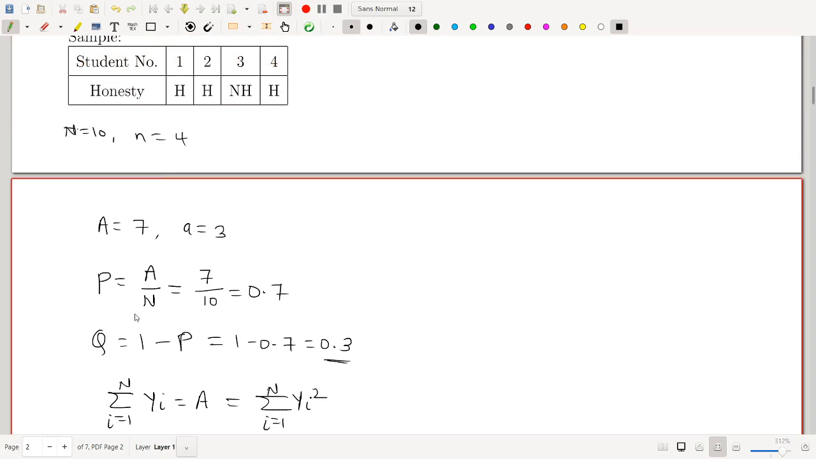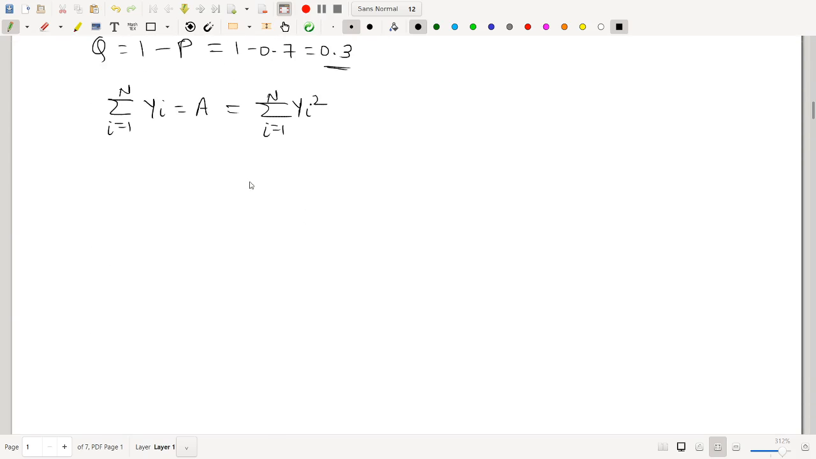Now small yi is for the sample. If the ith sample unit has the required attribute, this will be 1, this will be 1, this is not a required attribute, so 0, and 1. If we add 1 plus 1 plus 0 plus 1, this will be 3, so this is the same as small a. So we can say summation i running from 1 to small n, small yi is your small a. And if you take the square also, this is also small a: summation i equal to 1 to small n, small yi square is also small a.